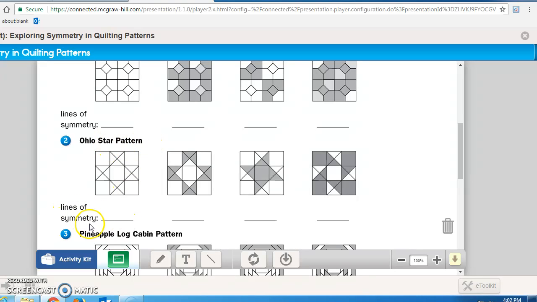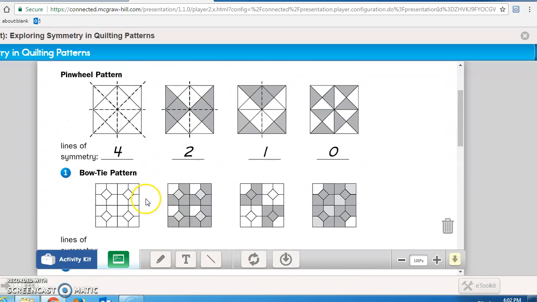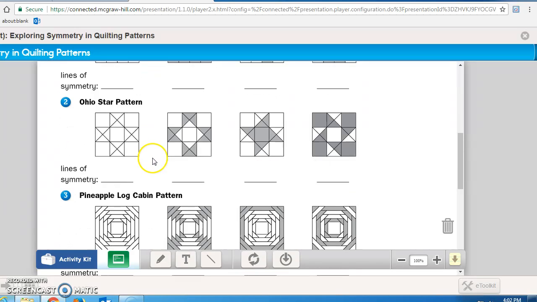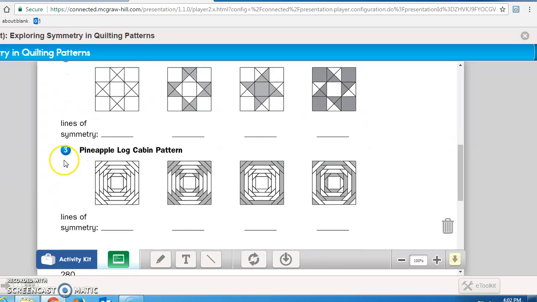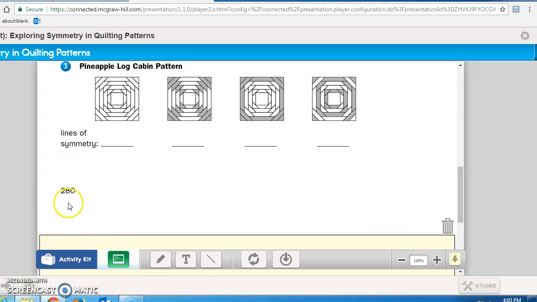Remember, you're looking for lines of symmetry. If you need to, go back to the top and look how they cut theirs in half, first vertically, then horizontally, and then diagonally. Do that for each of these and you'll be able to find your answers fairly quickly. The third one says it's the pineapple log cabin pattern. Again, look for lines of symmetry, and that is it. So pause the recording now, do Math Journal page 280, and then bring it up to me so I can mark it off as your ACI.